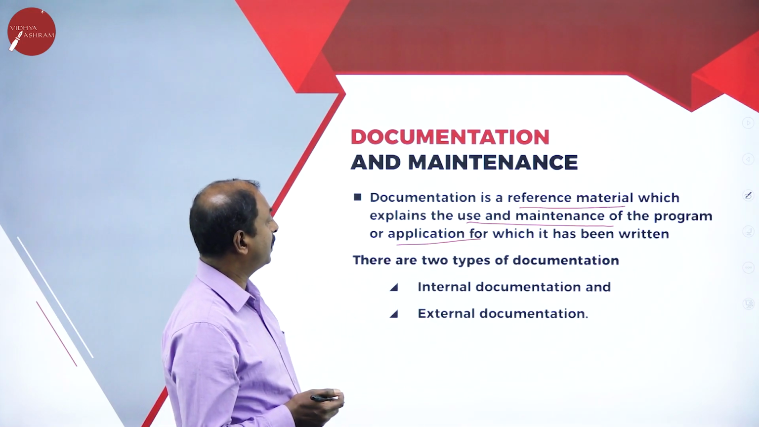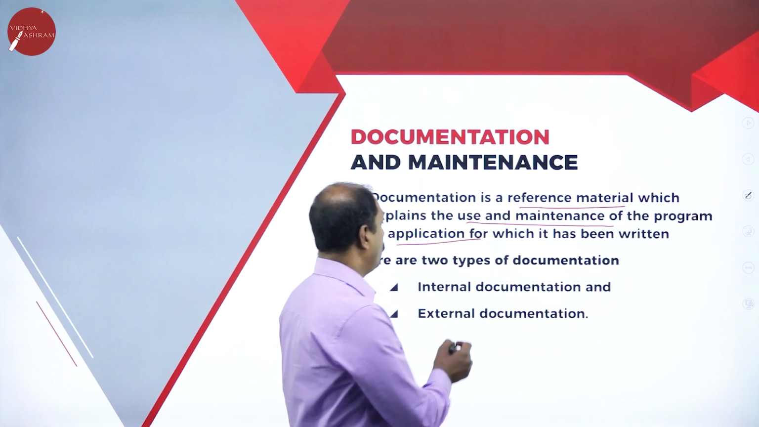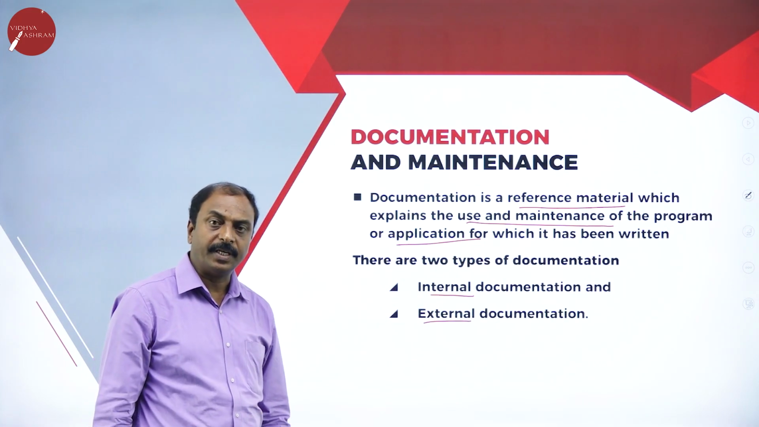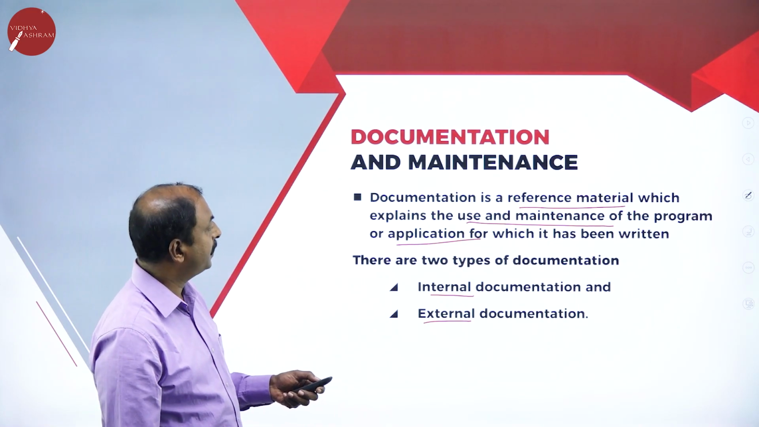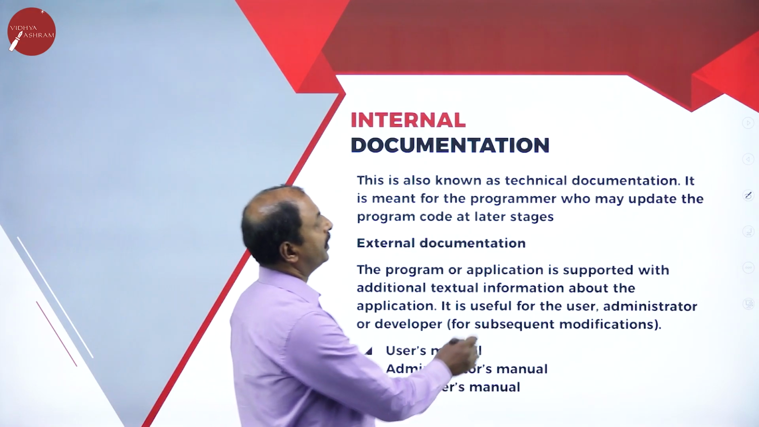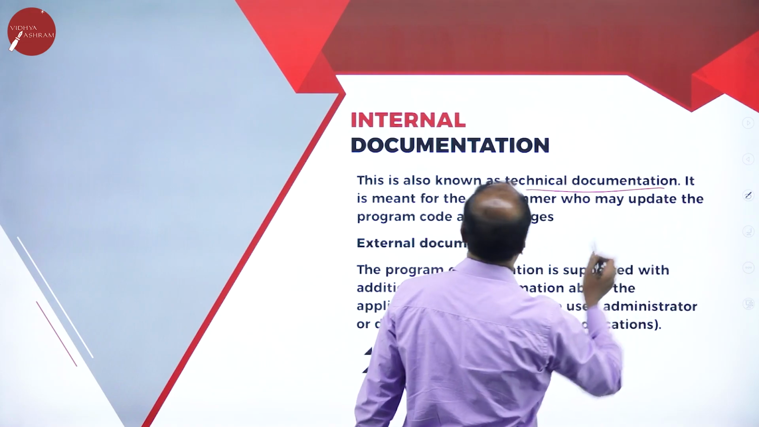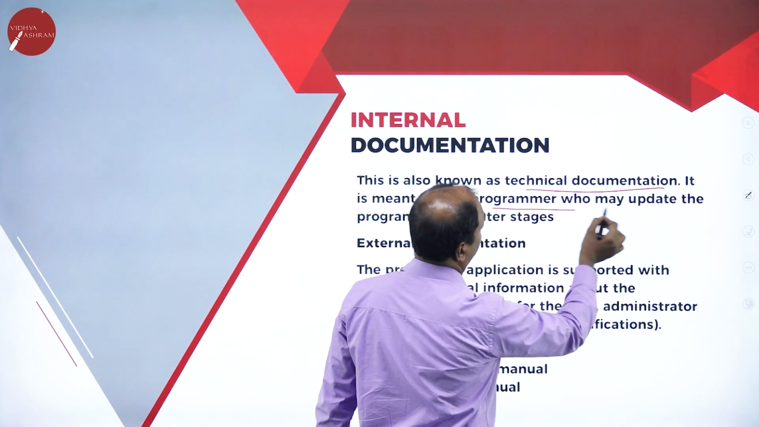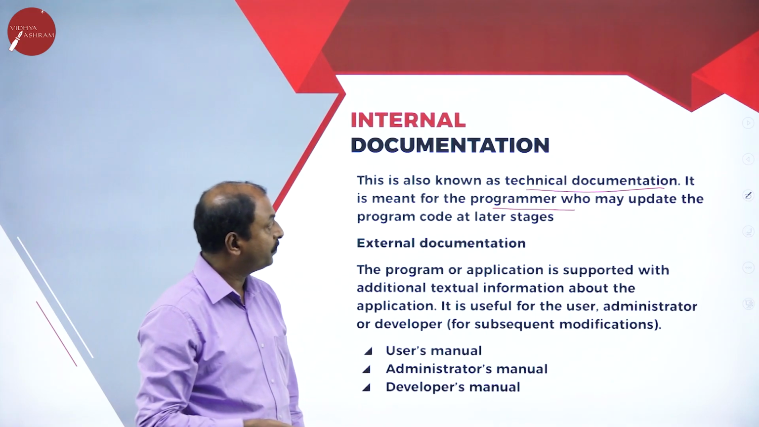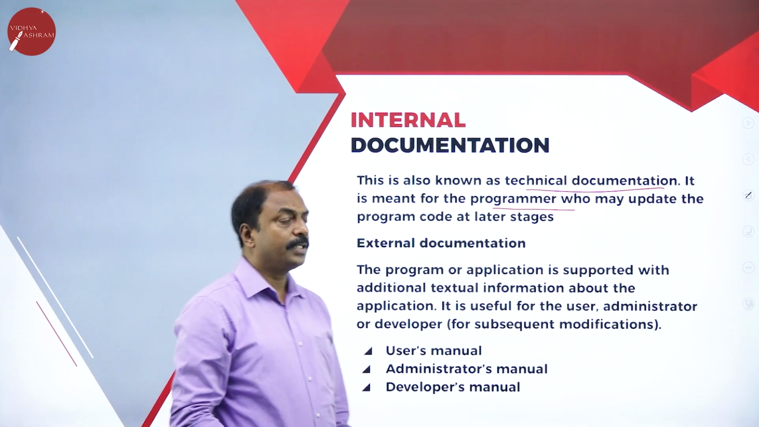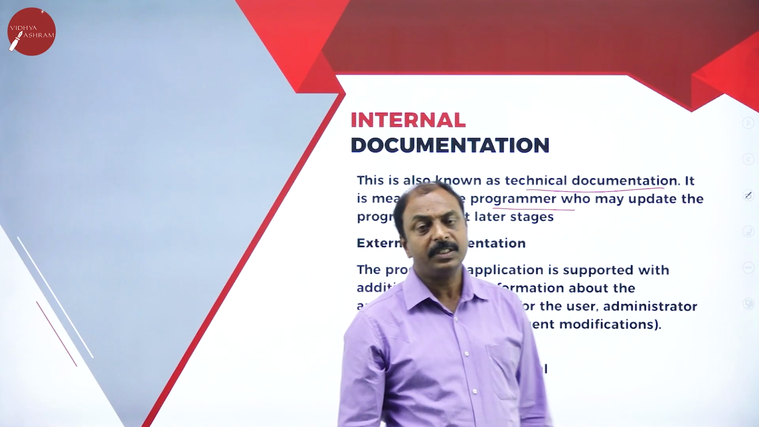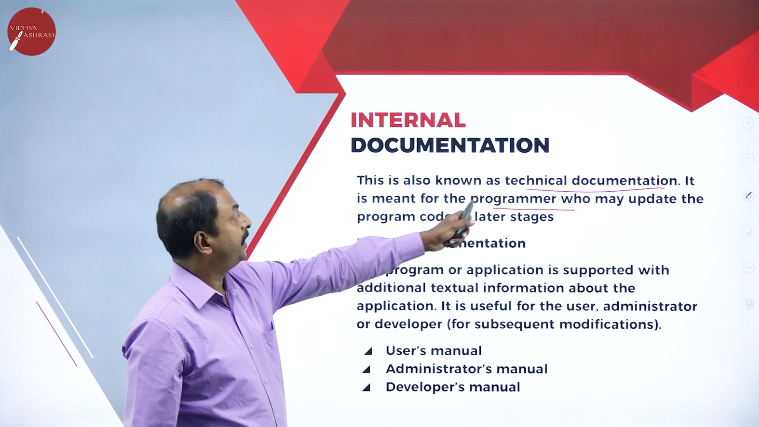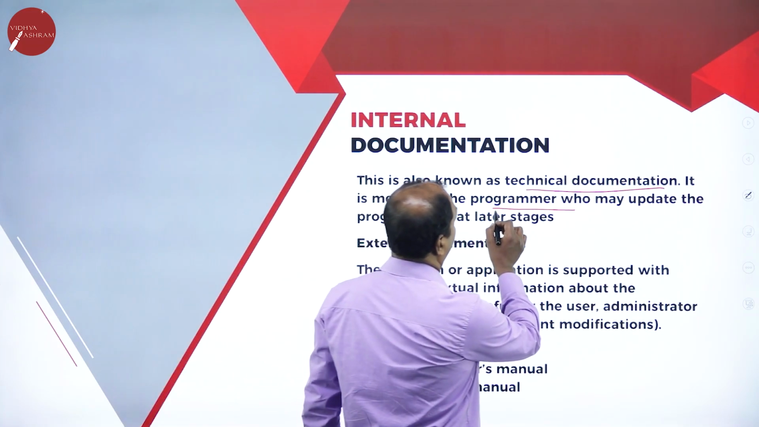And here there are two types of documentation: internal and external documentation. Now let us see what internal documentation is. It is known as technical documentation, meant for the programmer who may need the program instructions at a later stage. Internal documentation is meant for the programmer.